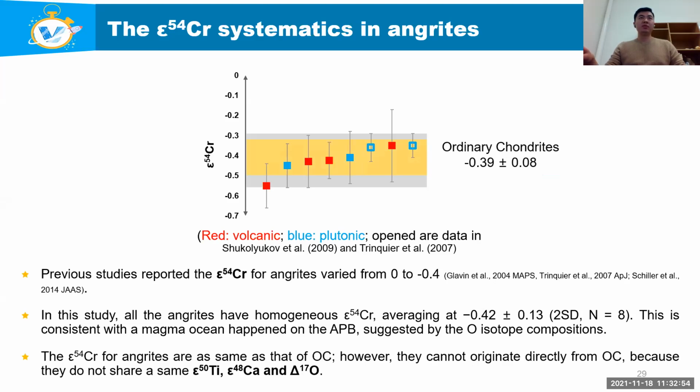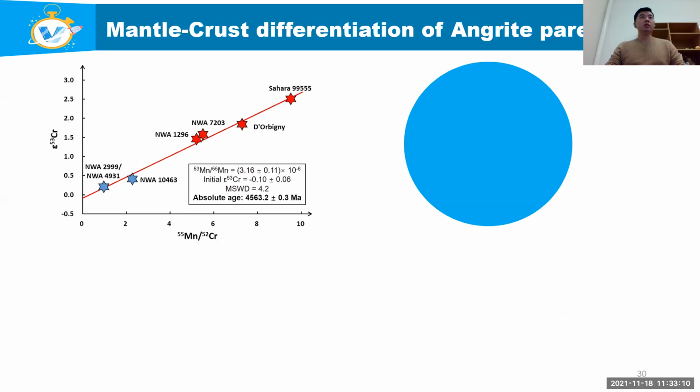The epsilon 54 chromium values for Angrites are very similar to the ordinary chondrites, but they cannot originate directly from ordinary chondrites because they do not share the same titanium, calcium, and oxygen compositions. And this figure is the manganese chromium bulk isochron for Angrites.